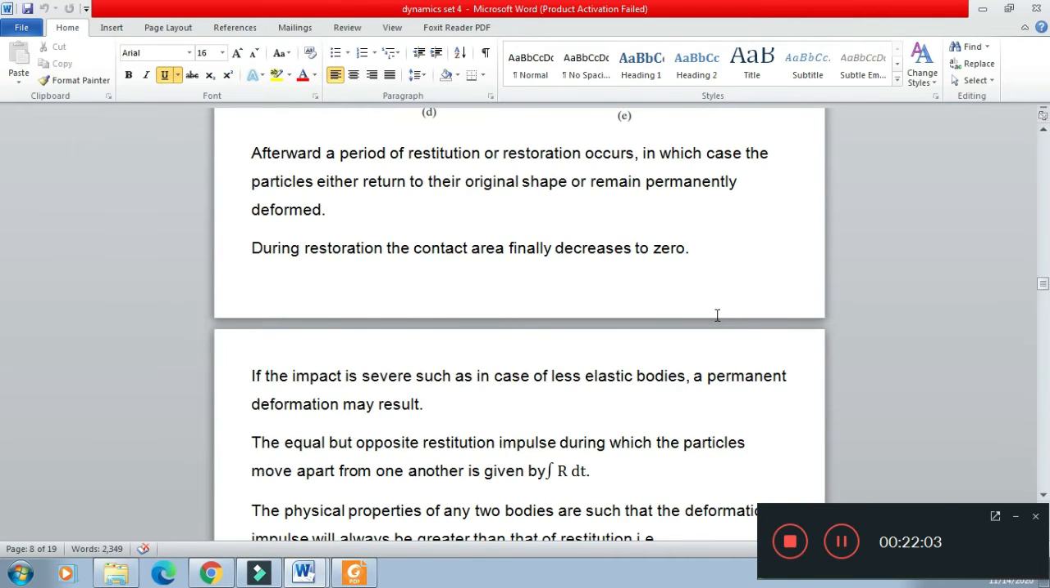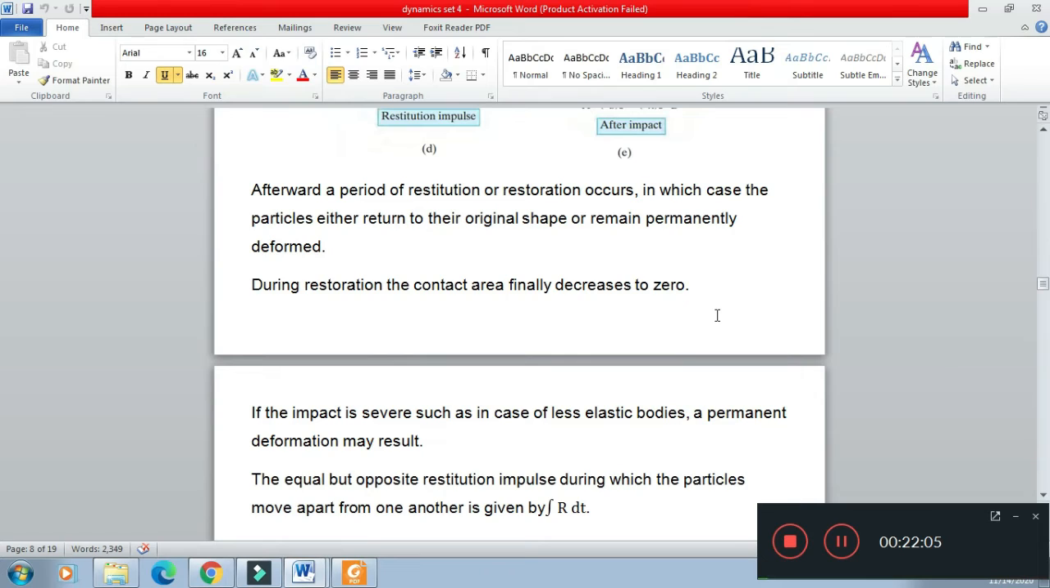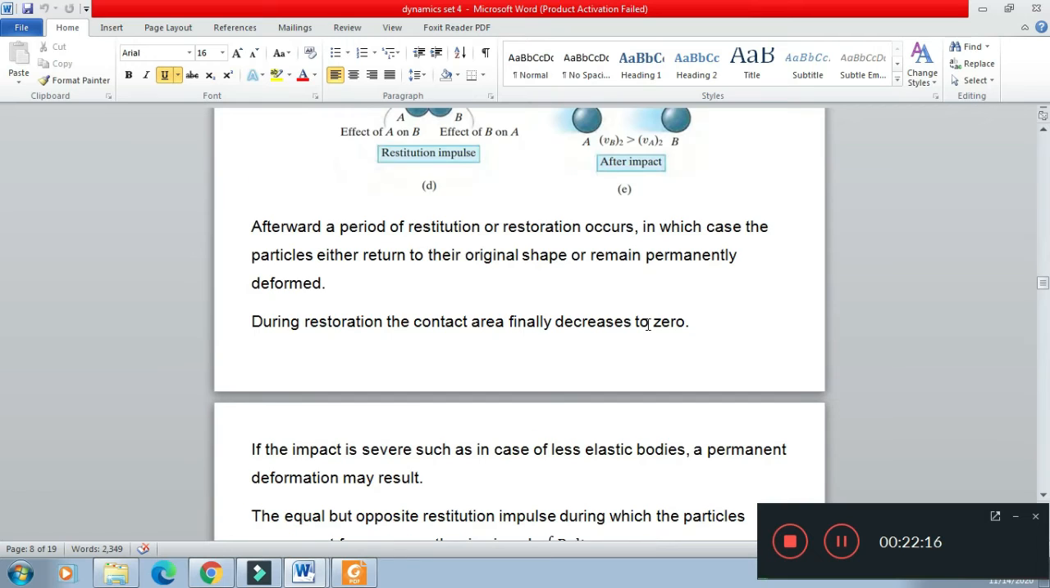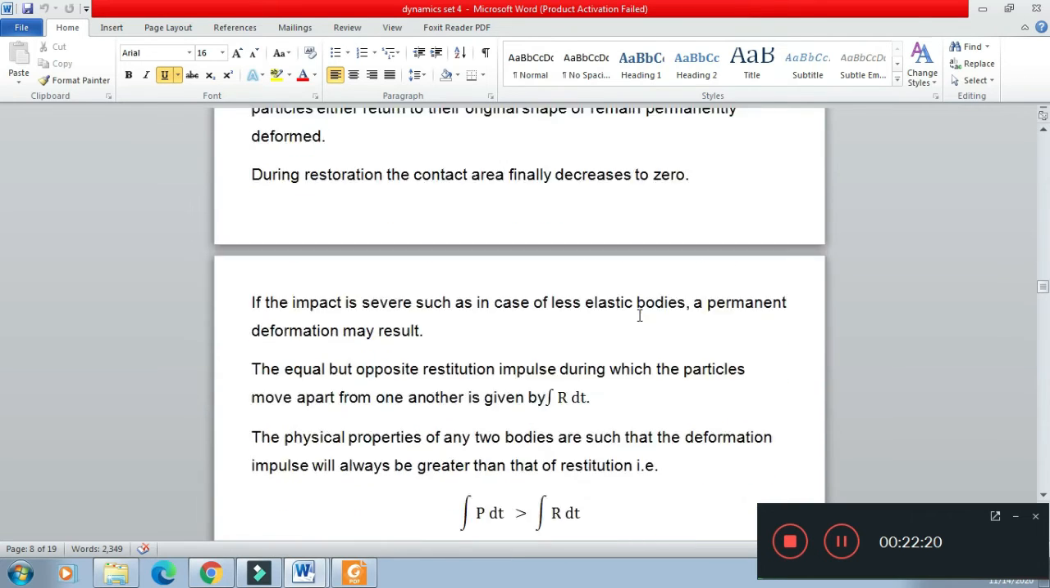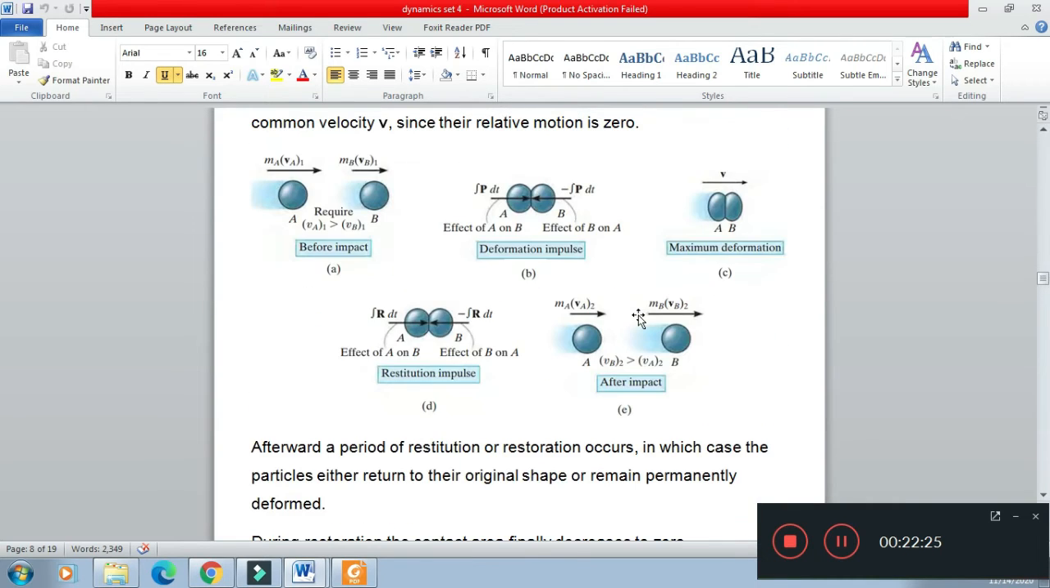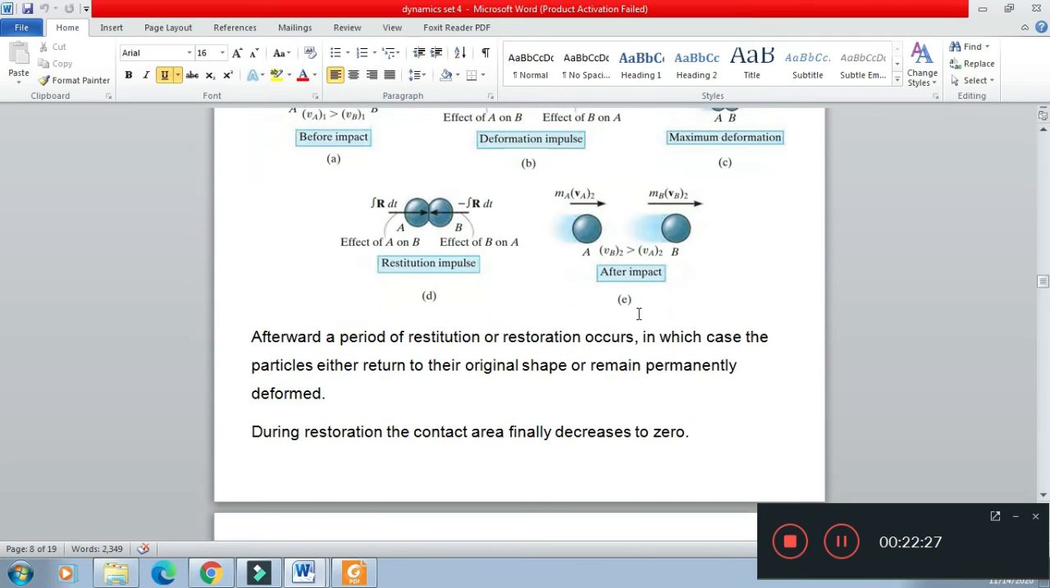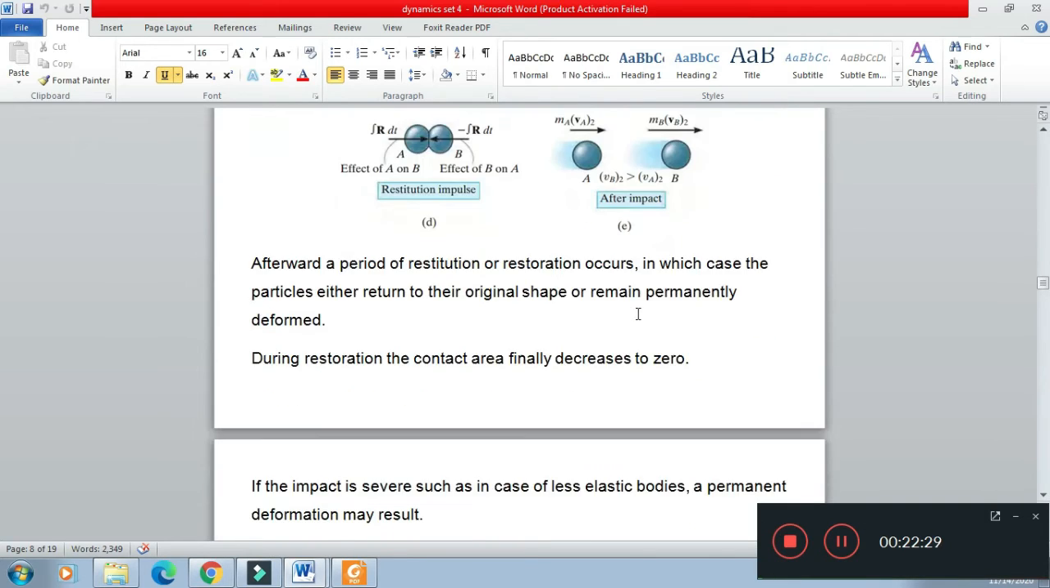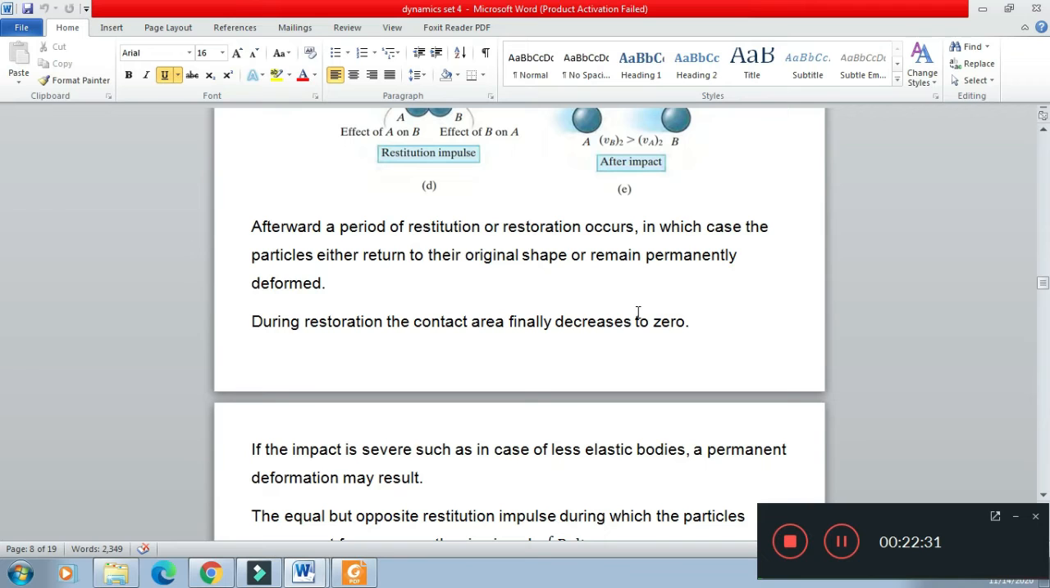Now the condition after the impact depends on the type of impact, on the elasticity of the two bodies. If the two bodies are not elastic, they are plastic, then there will be no restoration. There will be permanent deformation. For elastic objects, the two particles will return to their original shape.